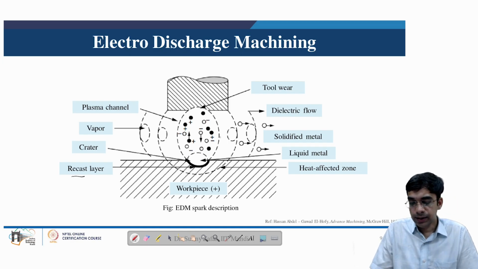And another thing is that during this process of plasma discharge, the surrounding dielectric fluid also gets evaporated, because of which a bubble is formed. This vapor bubble keeps on growing in size, and it also collapses, which helps to remove the machining debris from the machining zone.